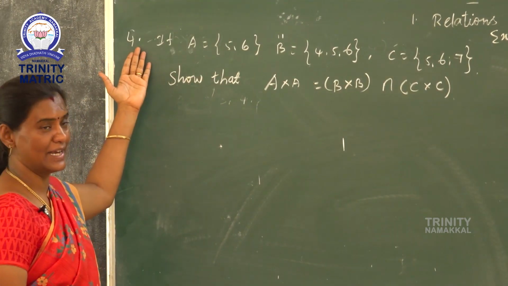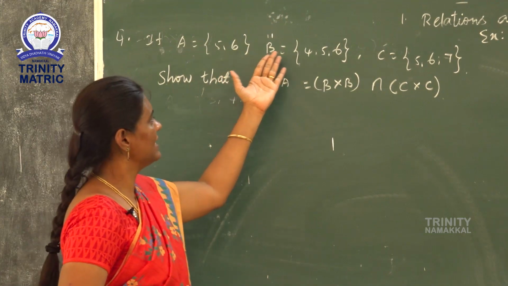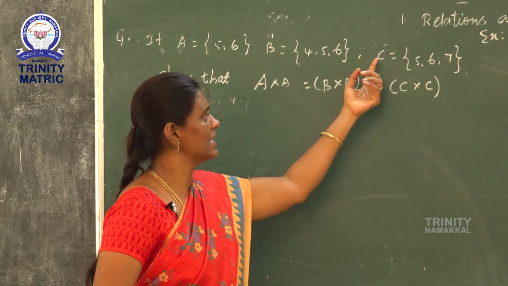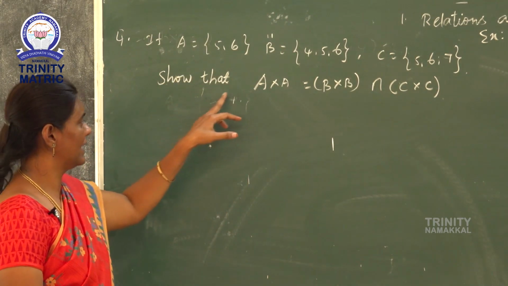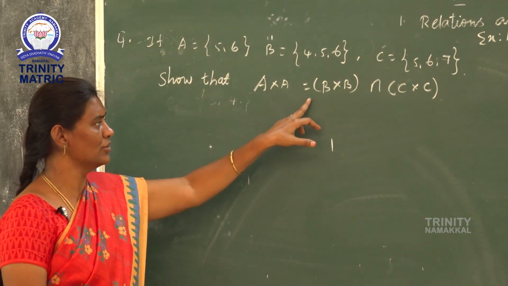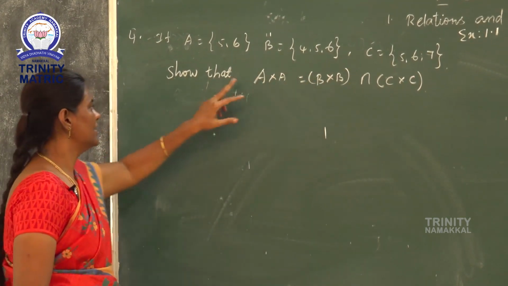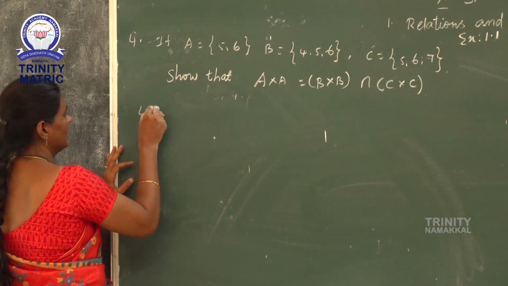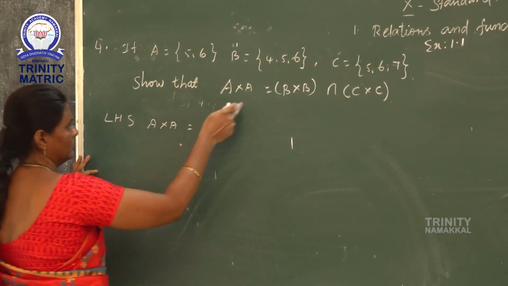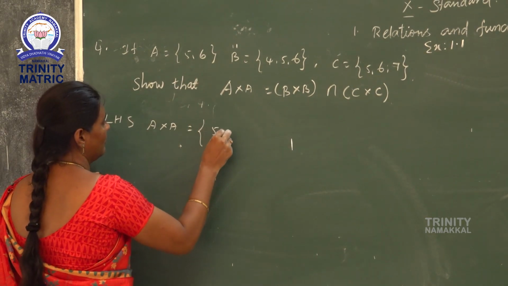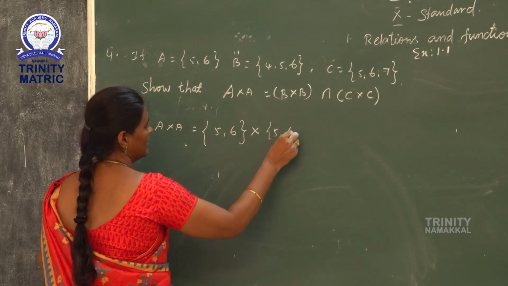We see the fourth sum. The set A is given as 5, 6, B is equal to 4, 5, 6, C is equal to 5, 6, 7. Here we have to show that A cross A is equal to B cross B intersection C cross C. First we take the left hand side, A cross A. What is the set A? 5, 6, cross again the set A, 5, 6.